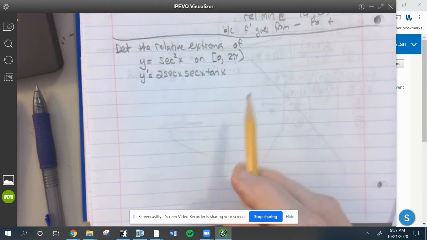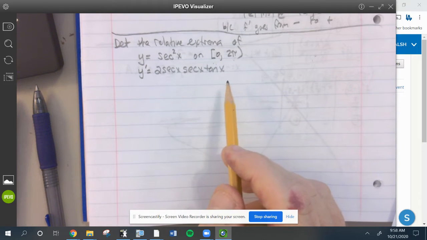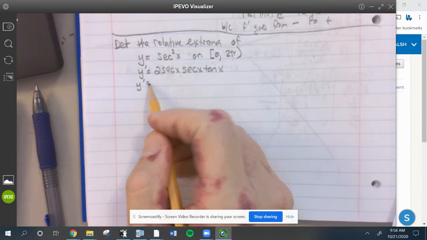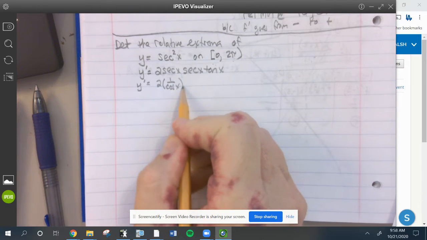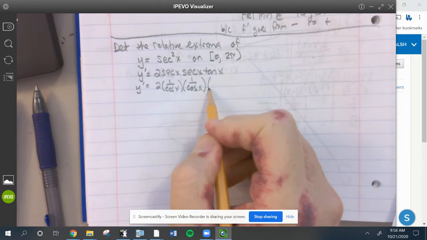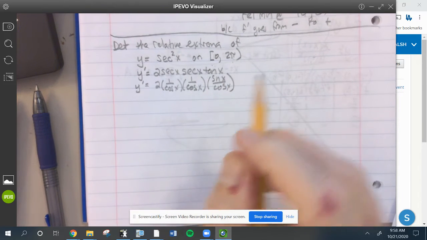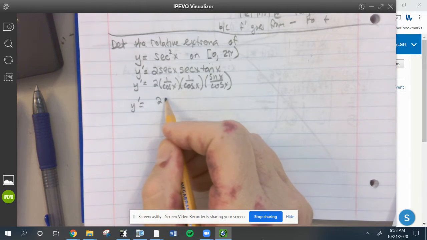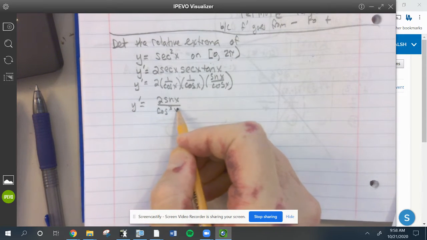So we have to find the critical numbers of this, where this equals 0 or undefined. I suggest to change everything into sines and cosines. It's going to be a lot easier. So 2 times 1 over cosine, times another 1 over cosine, times a sine over cosine, which gives us 2 sine x over cosine cubed x.